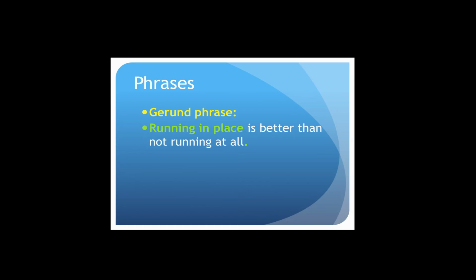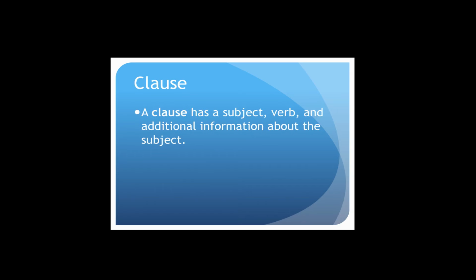And notice when you have a gerund, often we have information about the gerund after the gerund. We could have a verb phrase, she works hard for the money that they pay her, where hard tells us how she works. Now, a clause is different from a phrase because a clause has a subject, a verb, and additional information about the subject.